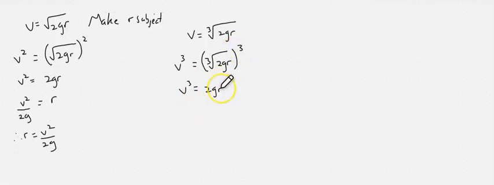And to make R the subject, we simply now divide both sides by 2g. So we will get V cubed over 2g. Therefore, R would be equal to V cubed over 2G. So that's it for this topic, changing the subject of the formula, or transposing.